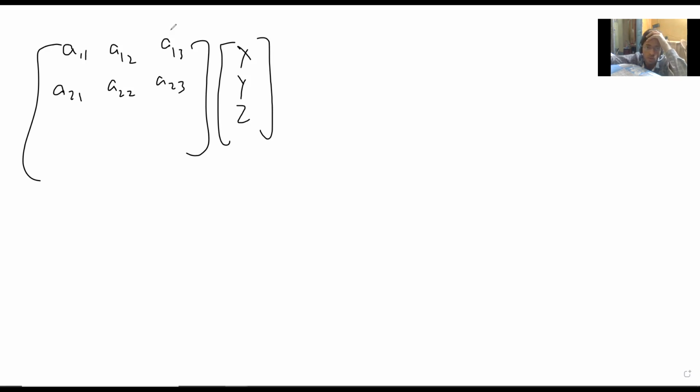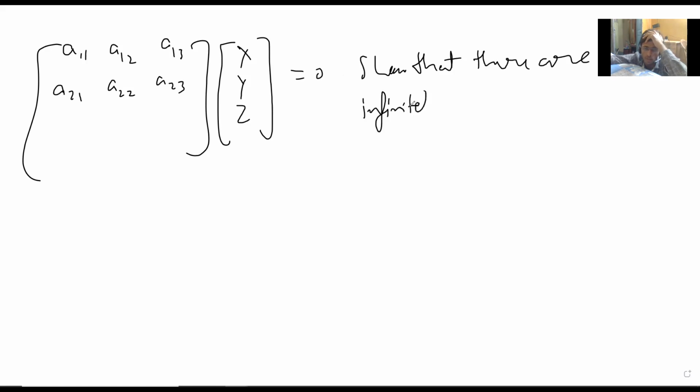Anyways, yeah. So you take 2 rows. If you have this equal to 0, show that there are infinitely many solutions. Show that there are infinitely many solutions to this.